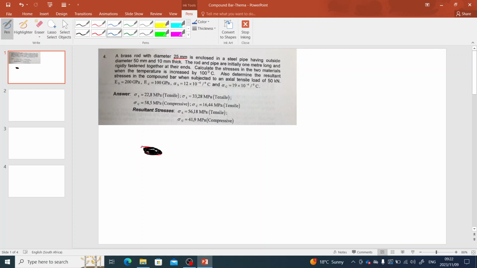Then it is enclosed. It is enclosed with what? With a steel pipe. This part is a solid part. Okay. Then the pipe part of it is hollow.